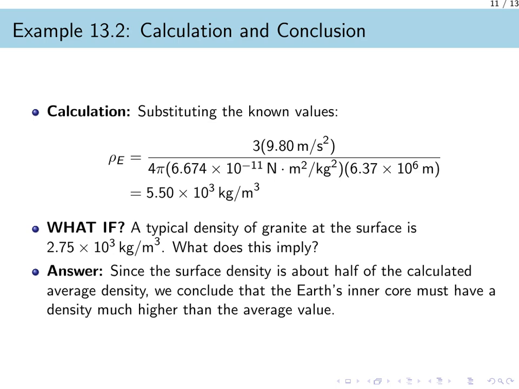Now, what does this number actually mean? To find out, let us compare it to something familiar. The density of a common surface rock, like granite, is only about 2.75 times 10 to the power of 3 kilograms per cubic meter. This value for granite is roughly half of the average density we just calculated for the entire planet. This difference leads to a powerful conclusion. The material in the Earth's interior, particularly its core, must be significantly denser than the rock we see at the surface. This example shows how measuring g and G allows us to infer key properties about the deep, unseen structure of our own planet.